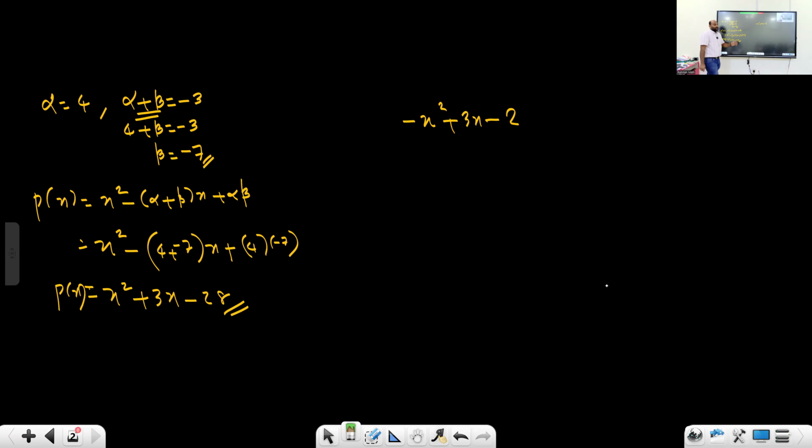Tell me, we are continuing. Second question, the last one. Upward or downward? It will be downward. Anyway, we want to find it by splitting the middle term. First, if you have a minus sign, you can take it outside. x square minus 3x plus 2, minus let it be outside. Don't bother about it. Do splitting the middle term. x square minus 3x plus 2, the minus sign I took outside.